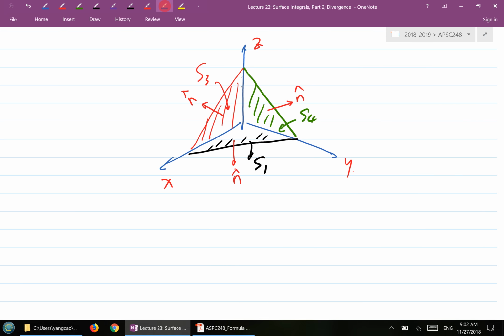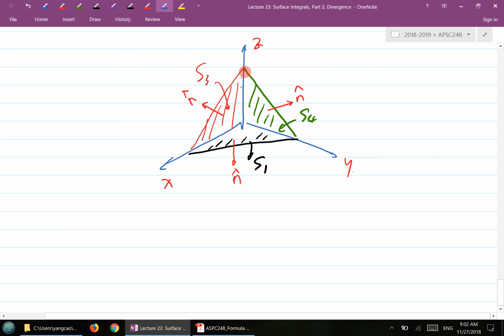Try to be a little flexible. Read the question carefully. Okay. And often, if you're required to find a flux out of an enclosed surface, the first step is to identify how many pieces of surface there are to enclose this region. Okay. And you have to basically do it piecewise.